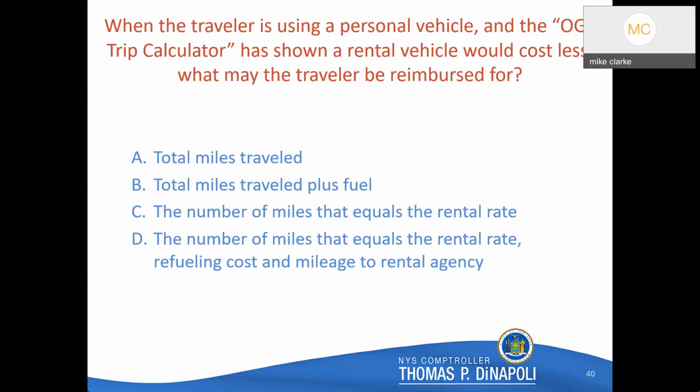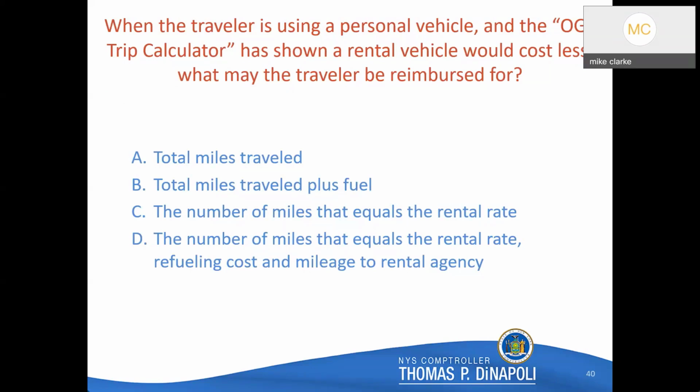When a traveler is using a personal vehicle and the OGS trip calculator has shown a rental vehicle would cost less, what is the traveler reimbursed for? A, total miles traveled, B, total miles traveled plus fuel, C, the number of miles that equals the rental rate, or D, the number of miles that equals the rental rate, refueling costs, and mileage to the agencies. Okay, see a lot coming in, some C's, some D's.